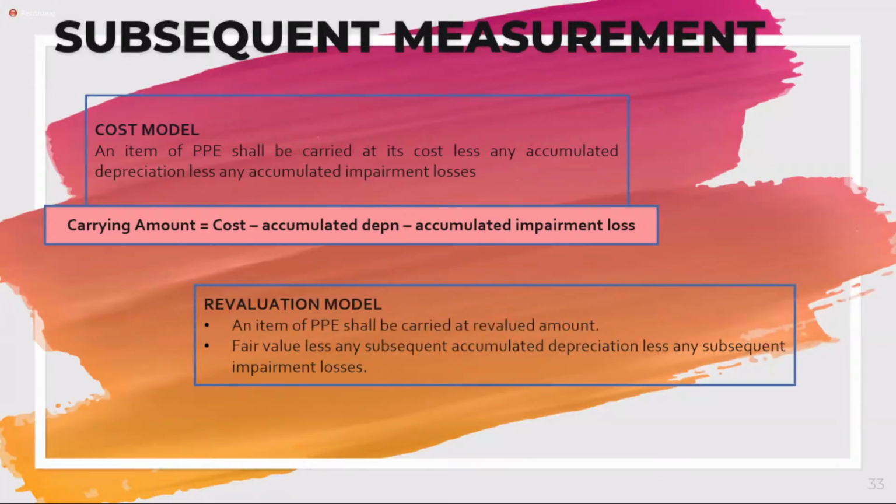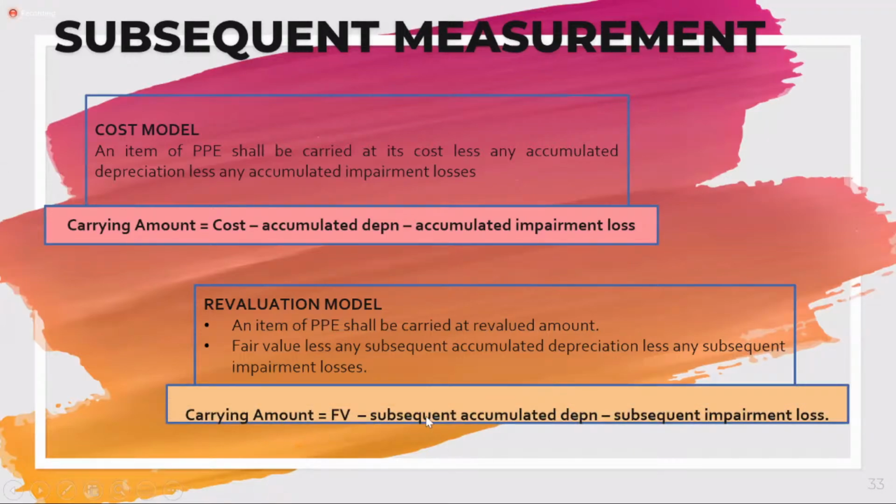And then for the revaluation model, an item of PPE shall be carried at revalued amount. Fair value less any subsequent accumulated depreciation, less any subsequent impairment losses. So the formula will be like this. It is the same, except here you already calculate at cost, accumulated depreciation. This one is subsequent accumulated depreciation, because the value of the PPE might increase or decrease depending on the revaluation made by the company. Okay, so the formula will be like this. You will less the accumulated depreciation and less also the impairment loss.